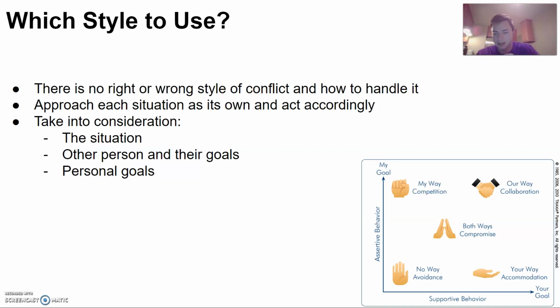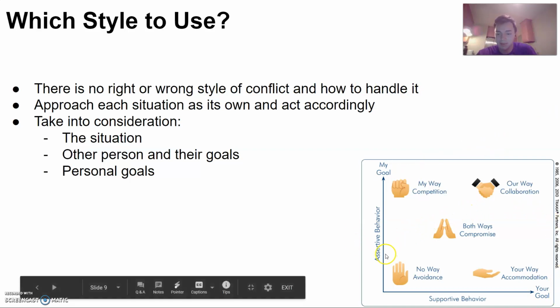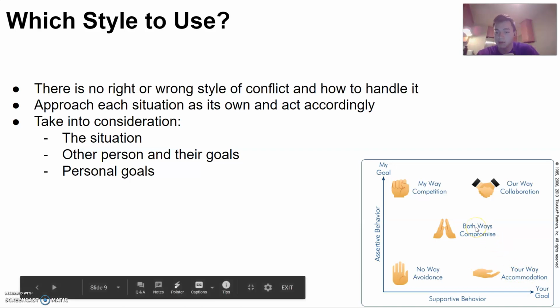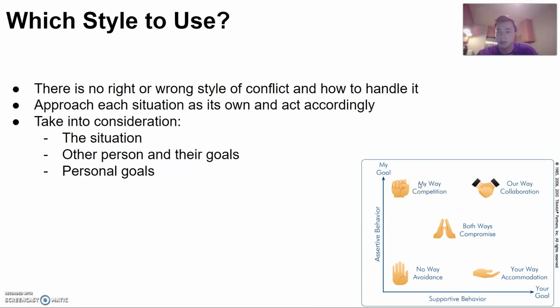Again, there's a chart here on the bottom right corner, right? So you have the avoidance where there's no way. There's the accommodation where, hey, I'll bend a little bit to make yourself feel better with the situation. There's the compromise where both ways are satisfied. There's the my way with the competition where I'm only thinking about myself. I'm not even caring about you at all. And then there's the our way with the collaboration, where both satisfactions are met.